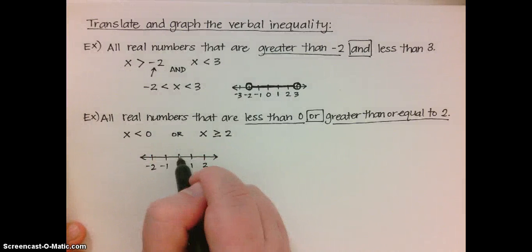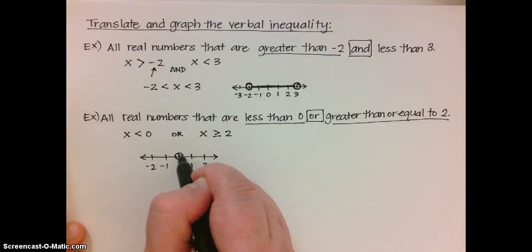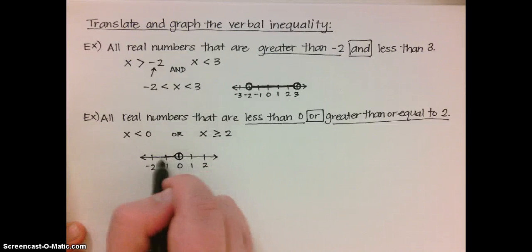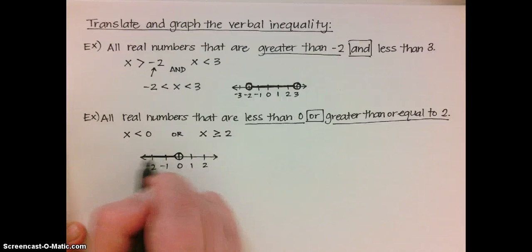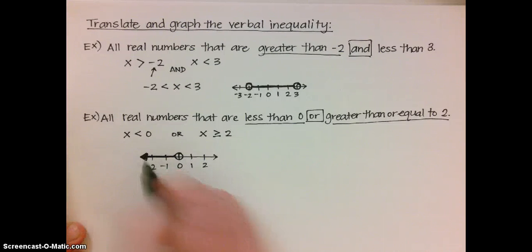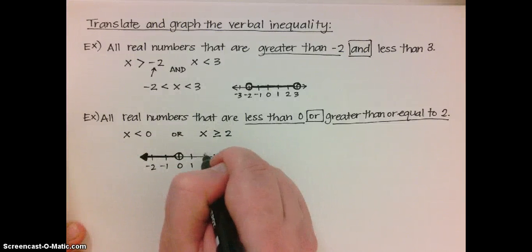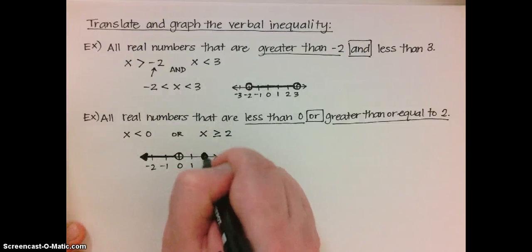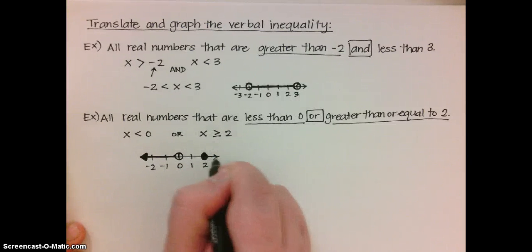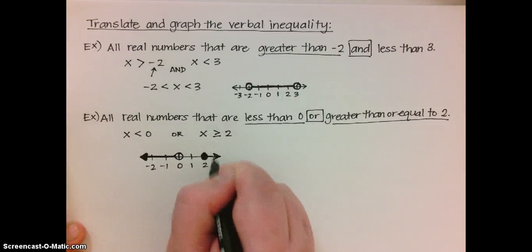So it's going to be all the numbers that are less than 0, so it's going to be an open circle on 0, and everything that is smaller than it, so I'm going to shade going to the left. But also it could be any of the solutions that could be equal to 2, so I'm going to shade it, but also greater than it, so that's going to go to the right.